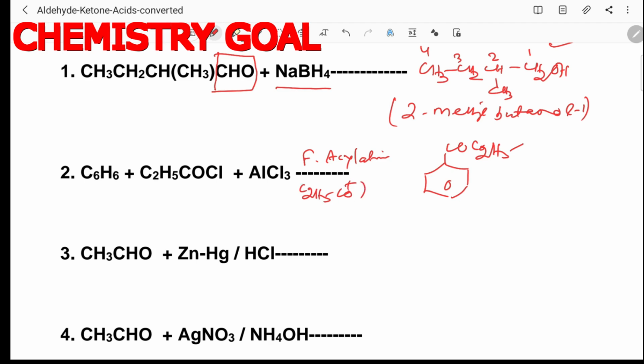Here the electrophile is C2H5CO+, produced by the reaction of C2H5COCl with aluminum chloride, which acts as a Lewis acid, and this is a ketone. This is a ketone. So this is one important product of Friedel-Crafts acylation, that is, a ketone is produced.